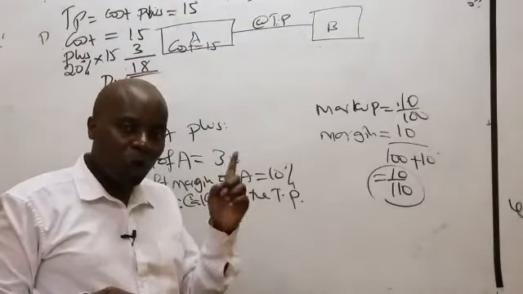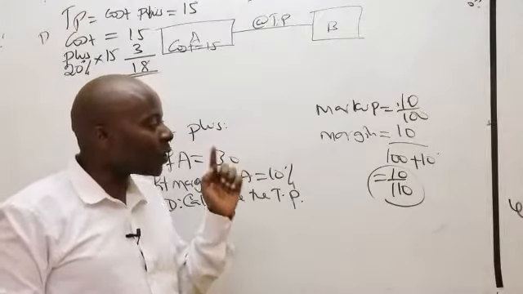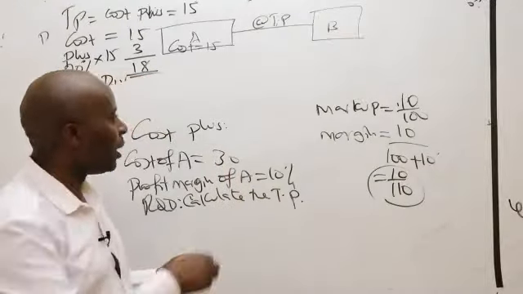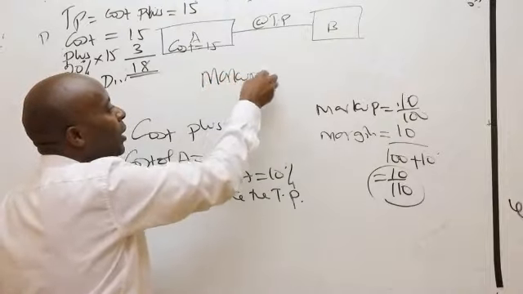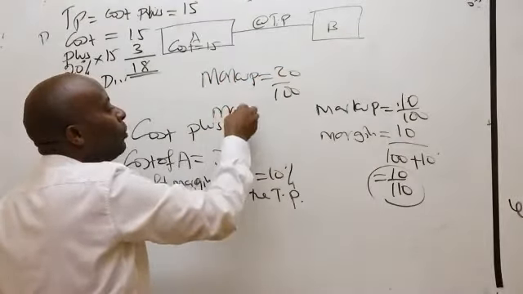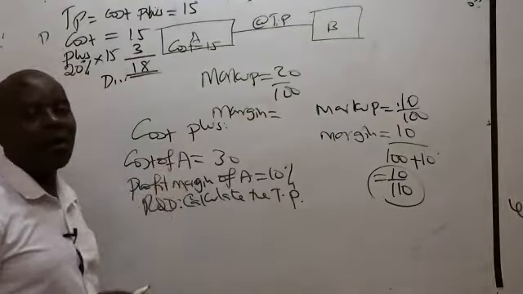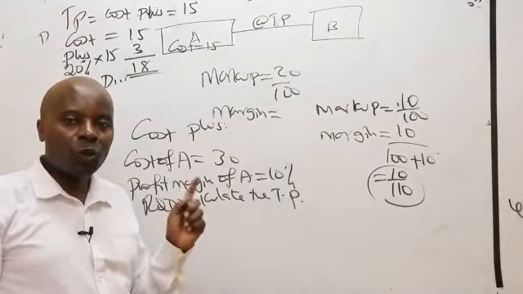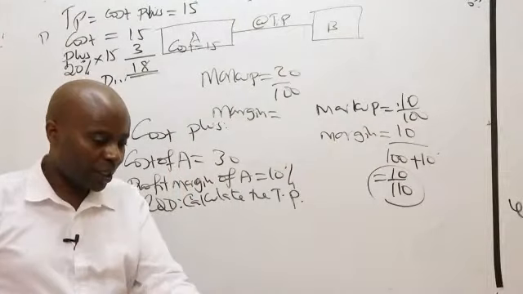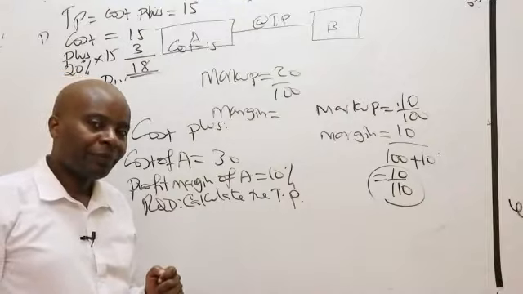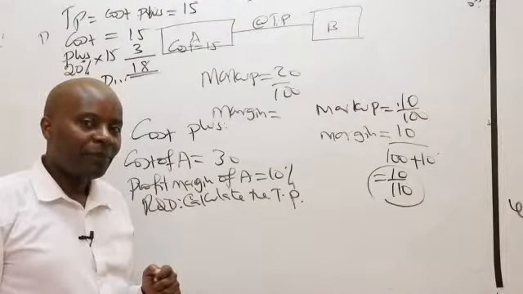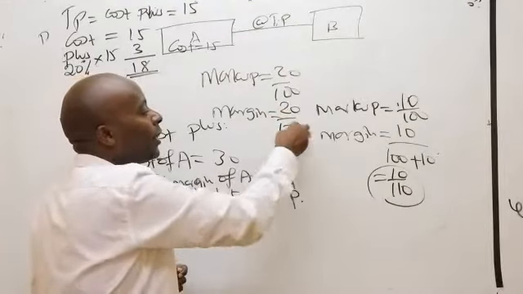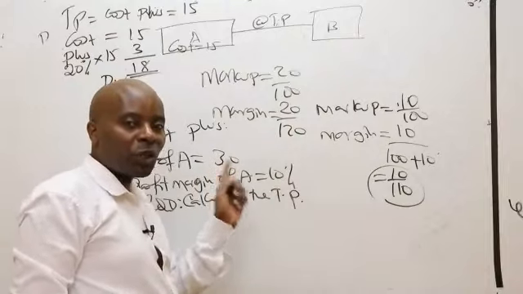So what am I trying to talk about here? What we're saying is that margin has always a bigger denominator. So if somebody tells you that the markup is 20 over 100, what will be the margin? It will be 20 out of 120, which is the same as 1 over 6.